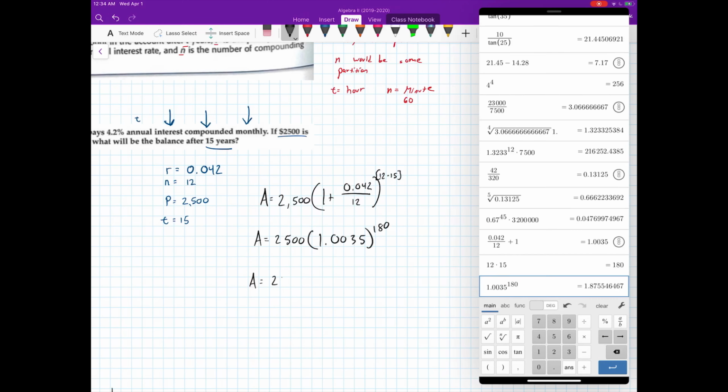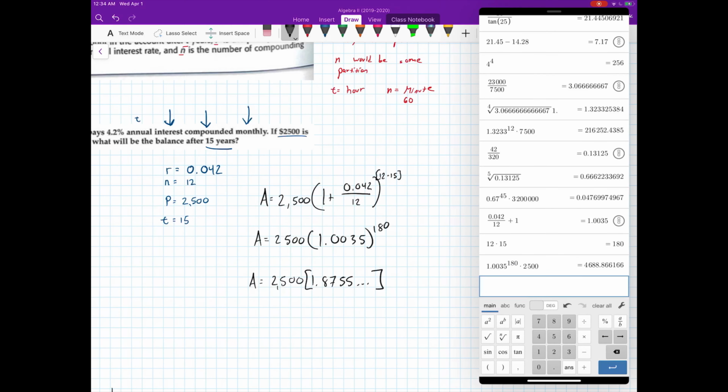So 2500 multiplied by 1.8755, right? Because I'm not going to take it out of the calculator, times 2500. And we get our amount after so much time as 4,688.86. This is money, so you should round it, right? Just to the hundredths place for pennies. Good.